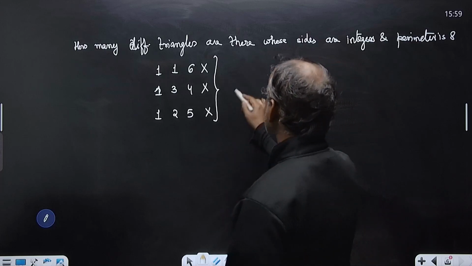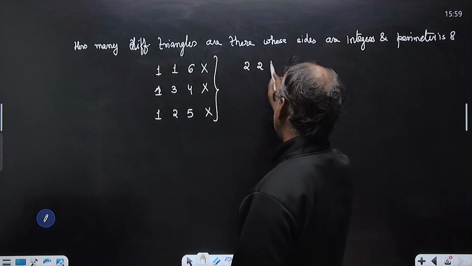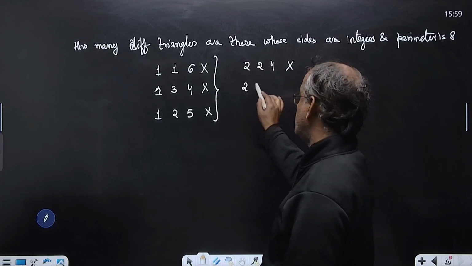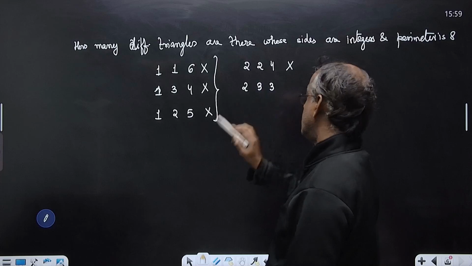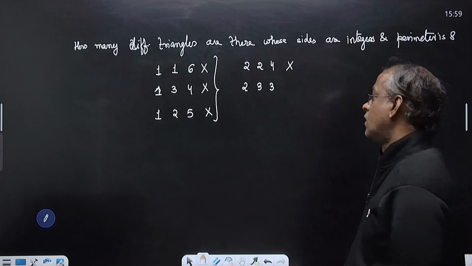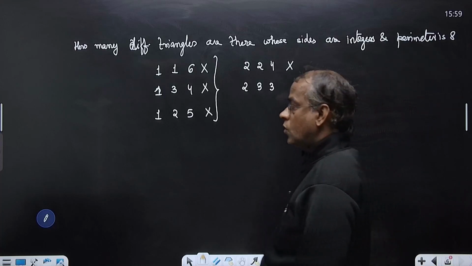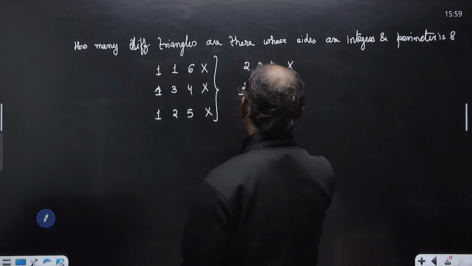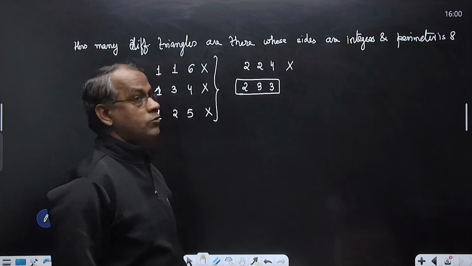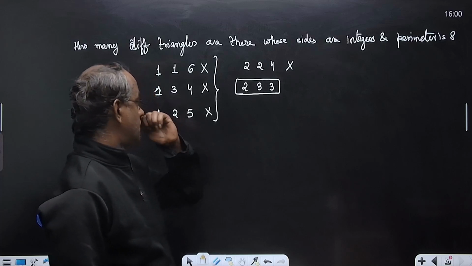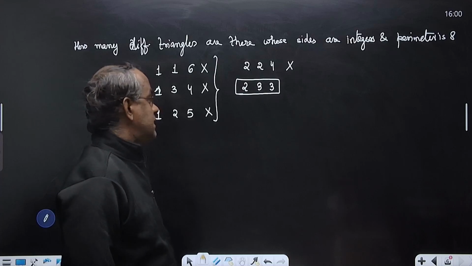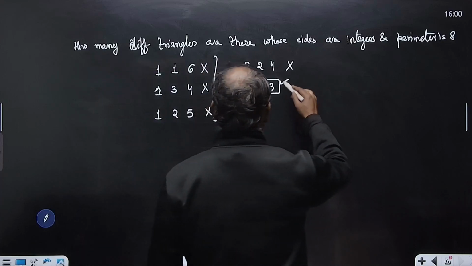Now if you start with 2, can we have sides 2, 2, 4? 2 plus 2 is 4, so no. 2, 3, 3. This is the triangle. This is one triangle. What other triangle can we get? See, 2 plus 3 is greater than 3, 3 plus 3 is greater than 2. So you can very easily see this is the triangle that we are getting. Any other triangle?